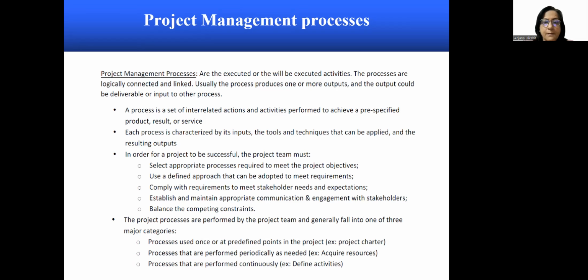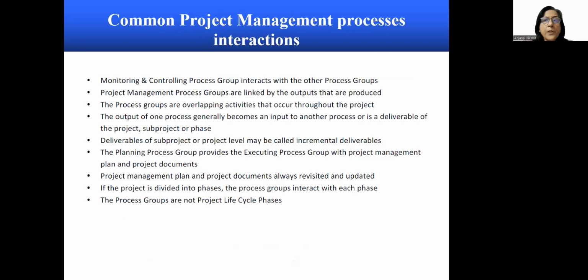The project processes are performed by the project team, and they generally fall into one of three major categories. Processes used once or at predefined points in the project, for example the project charter. Then processes that are performed periodically as needed, for example acquire resources. And then processes that are performed continuously, for example define activities. Now, common project management processes and their interactions.